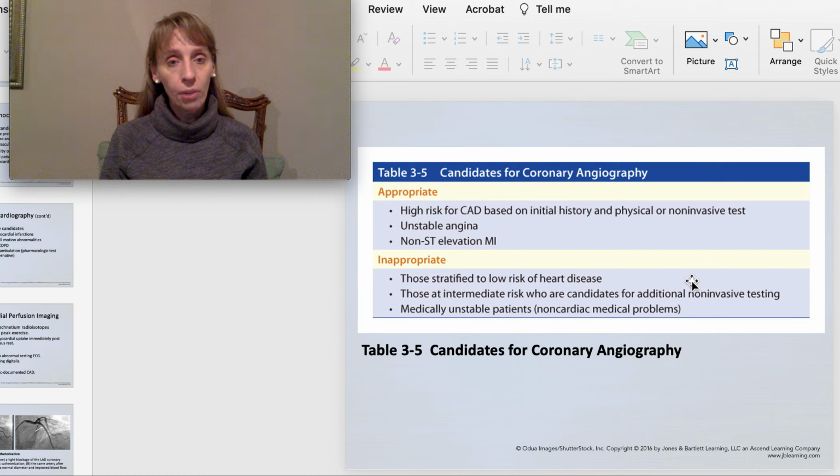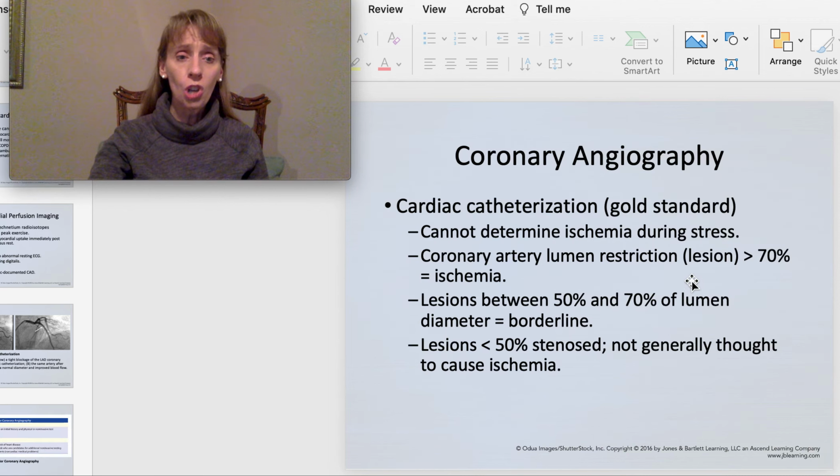Obviously, if somebody is low risk, they're not allowed to just throw them in the cath lab. It's very, very expensive. It's also a higher risk. So for a candidate for non-invasive testing, oftentimes I want to start them just with a stress test and see if they pass or fail the stress test. A stress test is a few hundred dollars versus an angiography, thousands and thousands of dollars. So definitely a big difference on cost.